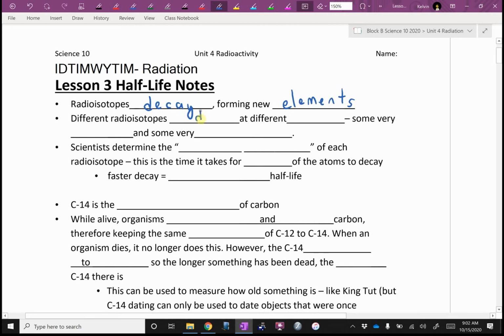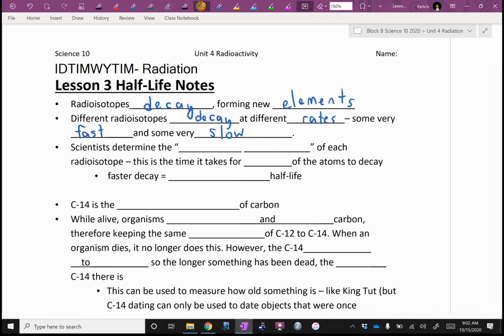Different isotopes decay at different rates. And by measuring how much of one type of isotope there is compared to another, we can make a pretty accurate guess, is the wrong word, estimation is a better word, of how old something is. Some decay very fast. There are isotopes that decay in trillionths of a second. We don't use those for radioactive carbon dating because they're just not around. And some very, very slow.